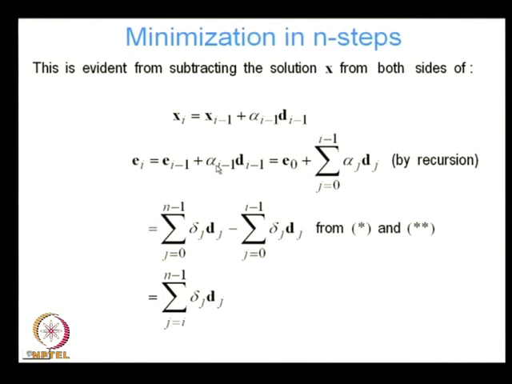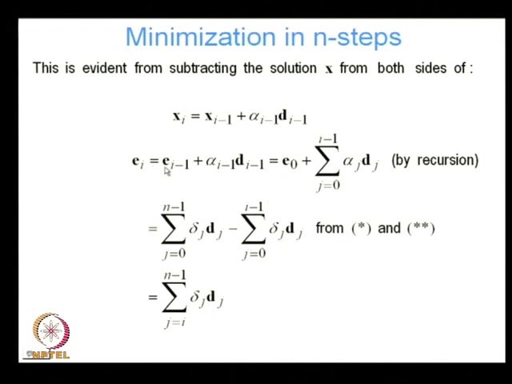But this I can write, then again I can expand E I minus 1 in a similar way. Again I can write E I minus 1 in terms of E I minus 2, and so on. So, eventually I am going to end up with E 0 plus sigma j equal to 0 to I minus 1 alpha j d j, just by recursion, continuing this step.